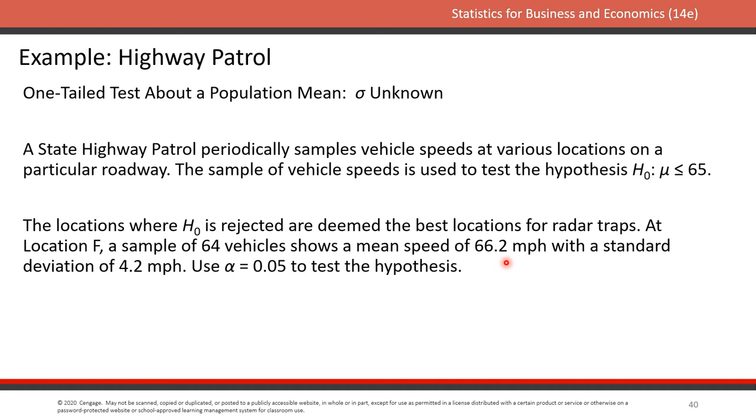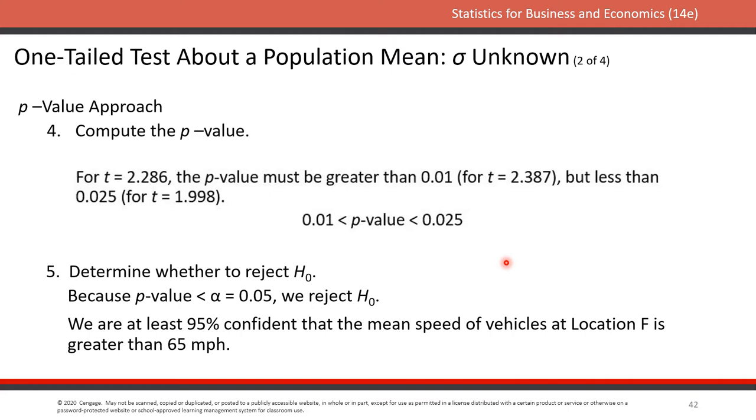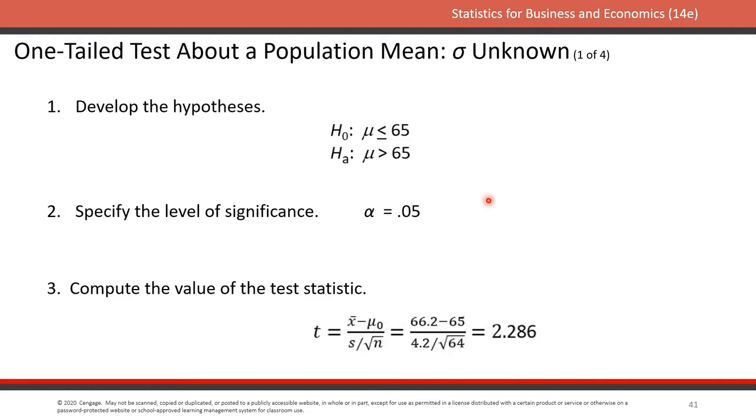We're talking about whether this is a good location for a radar trap. One of my questions for my client might be, well, at 66.2 miles per hour, are you going to pull anybody over if somebody's going 1.2 miles per hour over the speed limit? Is that enough?